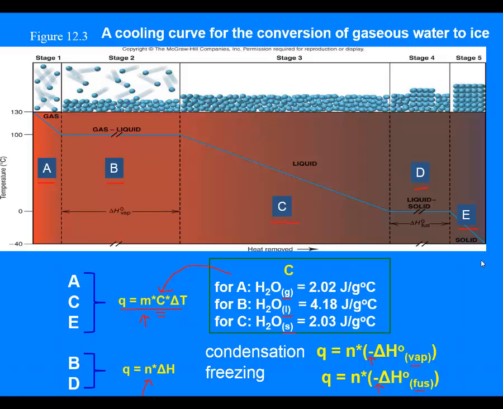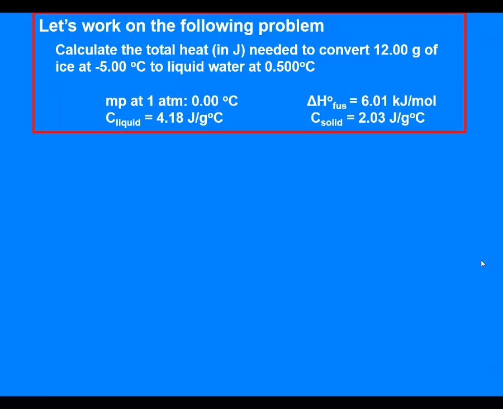Now let's actually use this knowledge to perform a calculation. Let's say we have a sample of H2O, and we're going to convert 12 grams of ice. The ice is going to be below its freezing point. I can have ice cooler than its freezing point, right, in my freezer. So let's say I have the ice at -5 degrees Celsius.